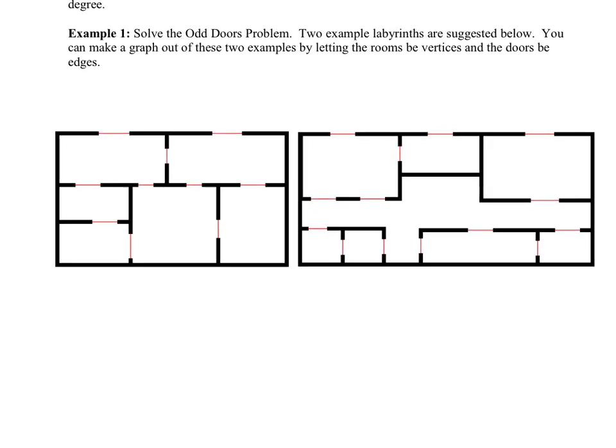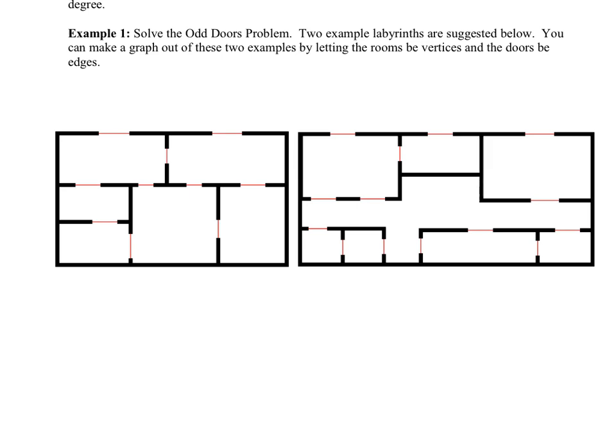So, back to our odd doors problem, let's remember the 3 details about the problem that we know. We know that the jewels are in a room that has an odd number of doors. We know that only one of the 2 labyrinths has a room with an odd number of doors. And we also know that one of the labyrinths has 2 doors leading in, while the other has 1, 2, 3 doors leading in.